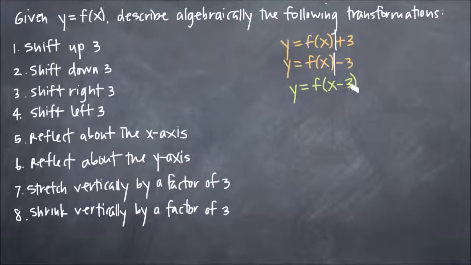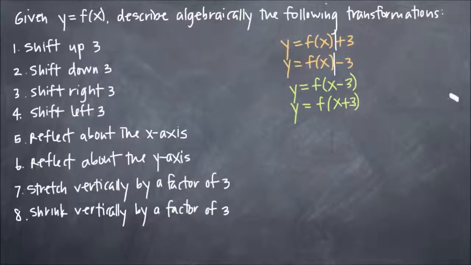And it's somewhat counterintuitive that it's a minus 3 when we're shifting to the right, but it is opposite like that from what you would think. It's minus 3 here. Shifting left 3 units is y equals f of x plus 3.